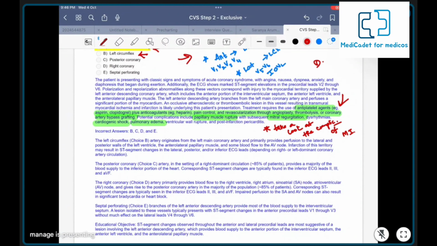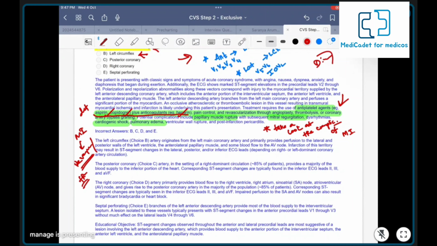For example, if they give you diuretics or nitrates in the options, they will also give you clopidogrel, aspirin, heparin and pain control and everything. But make sure you don't choose any of these, because these are not definitive treatment. Even if it's a heart failure or an MI causing heart failure, these are not definitive treatment. If it's an MI, it should mostly be revascularization. Or if revascularization is not given, it should be thrombolysis, or surgical revascularization.